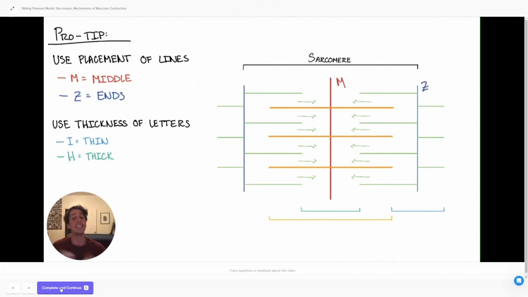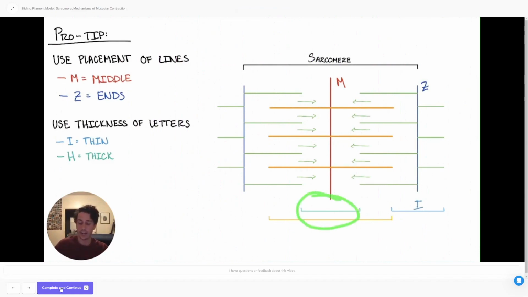And then we're going to use the thickness of the letters to know the bands and the zones. So we're going to have two bands and one zone. Let's go ahead and start with this one right here. This is where there's only going to be thin filaments. And so the letter I is a fairly thin letter. And so I like to think that we can use that letter, the letter I right there, to help us remember that's going to be the thin filaments only.